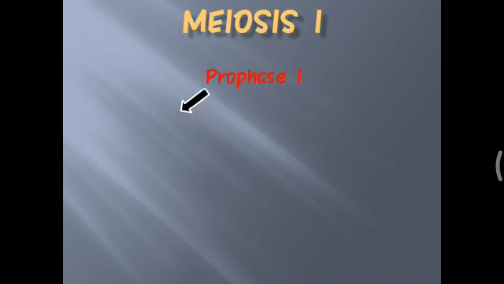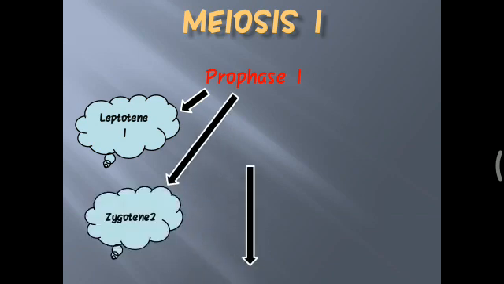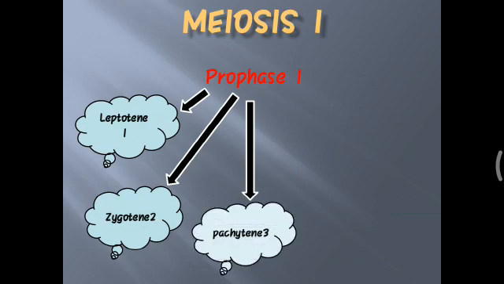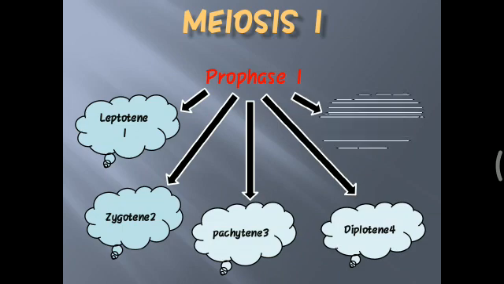Now let us have a look at the phases of prophase 1, in which the first one is called leptotene, the second one is called zygotene, the third one is called pachytene, the fourth one is called diplotene, and the fifth one is called diakinesis.